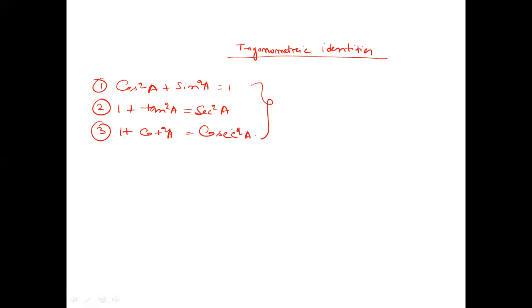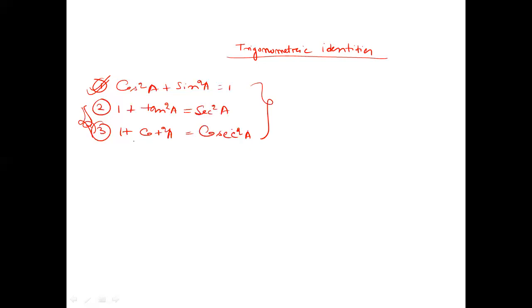Now the thing is, how can you remember the identities? The first one you can remember, but many of the students get confused in these 2 identities. Someone can write 1 plus cot square A equal to sec square A. Many of the students make the mistake here, and what happens? In place of tan square they write cot square A, or in place of cot square they write tan square A. So how can you remember?